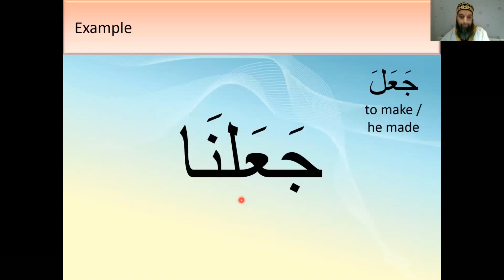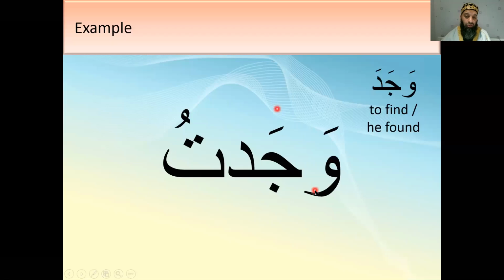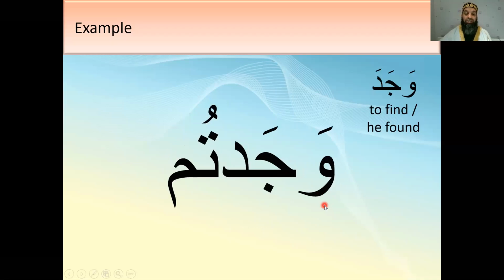Okay. Should we quickly do these? Okay, ja'alna. Anybody? Ja'alna? We made. Next one, ja'alu. Somebody else? They made. They all made. Next one, wajadtu. I found. Yes, the tu is always I did it, right? Remember that. Wajadtum. You all found.